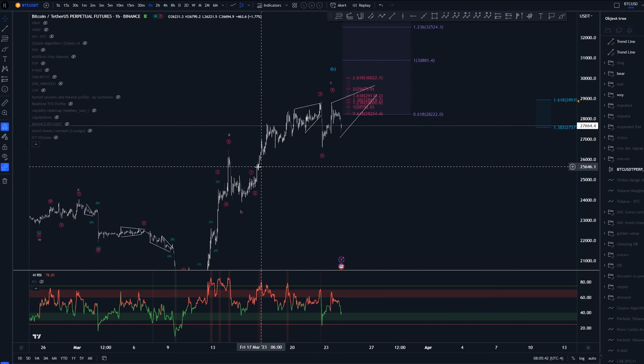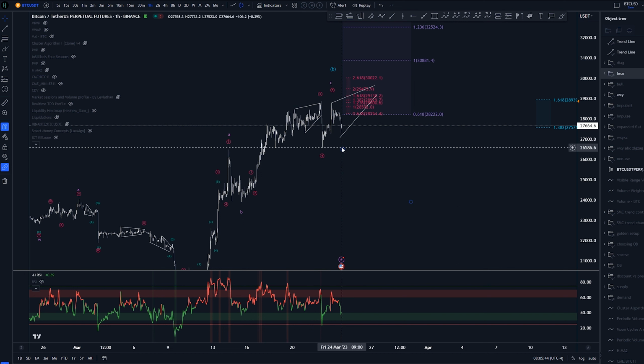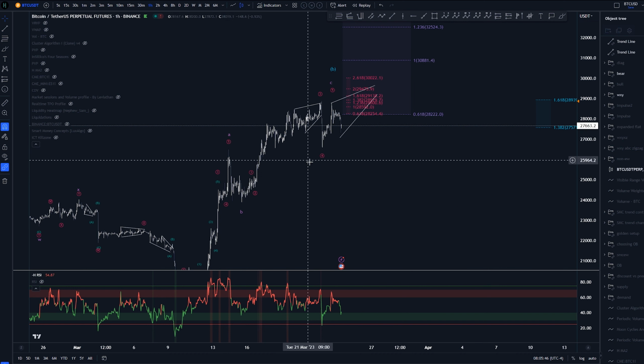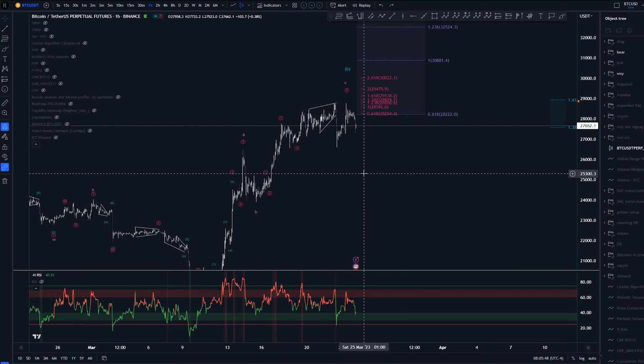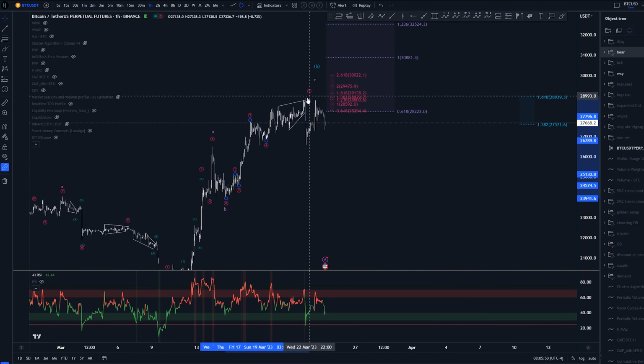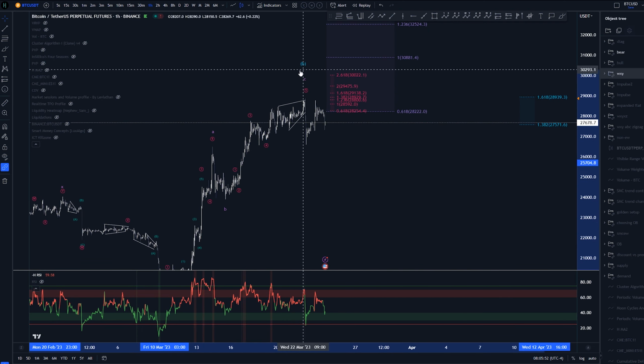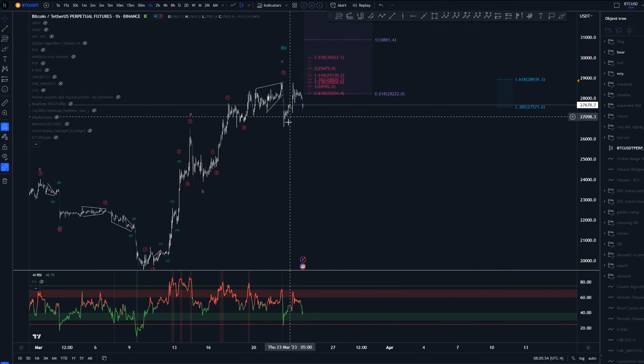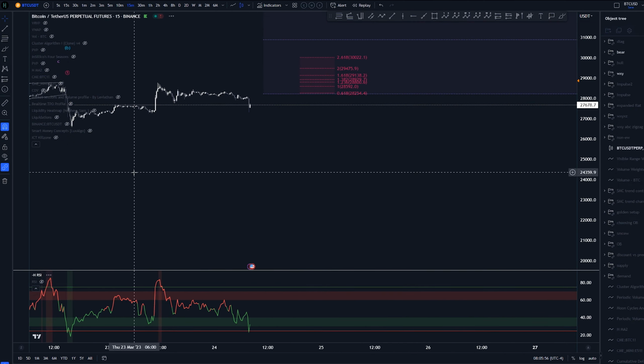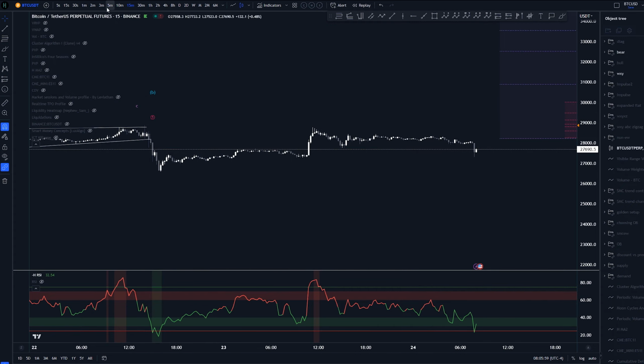Again, if we are just looking at proportions, it just doesn't look good. That's why I don't really like this. The better structure for me is that wave 5 here is done, and wave B would be done as well. And I'm not quite sure how I want to be labeling this structure coming down.